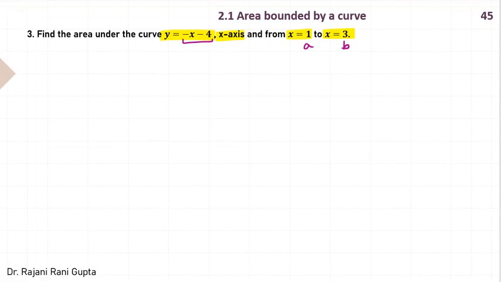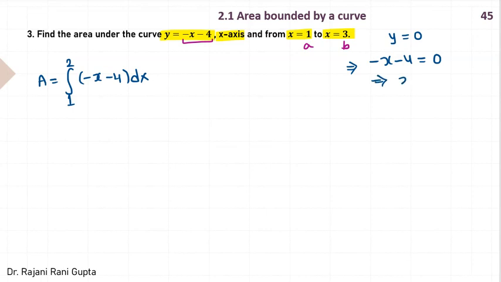So the area will be A equals integral a to b, that is 1 to 2, of minus x minus 4 dx. So again we'll do the same thing. First we check if the function becomes 0 in between 1 to 2 or not. So we do this by keeping y equal to 0. So this gives minus x minus 4 equal to 0, which gives you x is equal to minus 4, which is not in the interval 1 to 2.